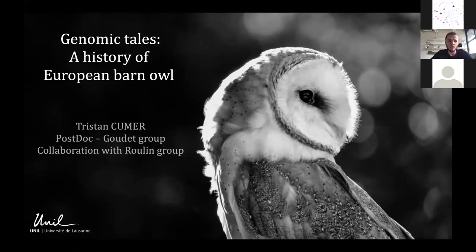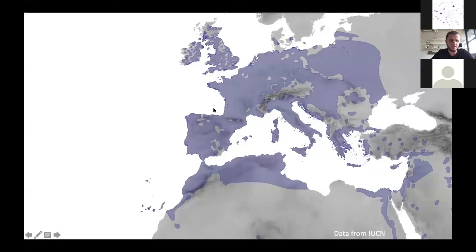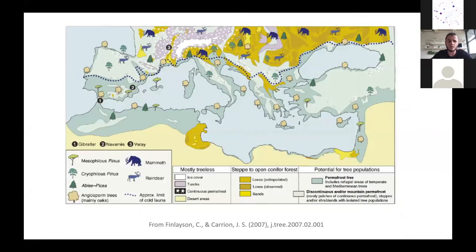What you can see on this map is that nowadays the barn owl is a cosmopolitan bird with a wide distribution all over Europe and around the Mediterranean Sea. And you probably also know that during the last glacial period, which occurred between 20 and 50,000 years ago, most of the European continent was under ice, or the ground was frozen almost all year, meaning that most species had to take refuge somewhere in the south. It's illustrated on this map, where you can see that trees are around the Mediterranean Sea, while the northern part of Europe is classified as tundra or ice.